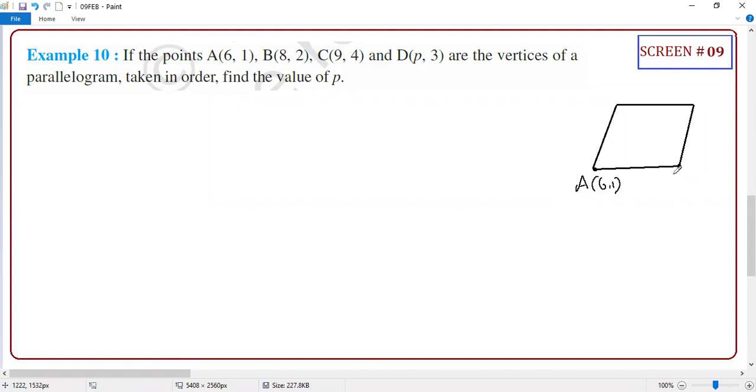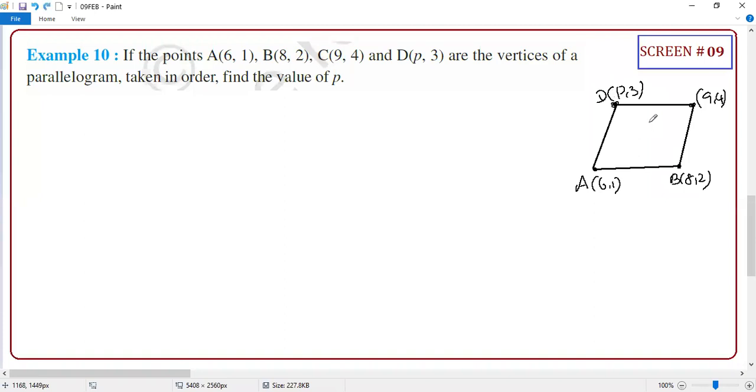Okay, so A equal to what? 6, 1. B equal to what? 8, 2. And C equal to what? 9, 4. And D equal to 3, 3, p. Now they are telling that this is a parallelogram. Parallelogram property, even 9th students should know that. So many properties: opposite sides are equal, this is equal, that is equal, so many. If you go to that, you have to apply an easy technique to find the value of p.